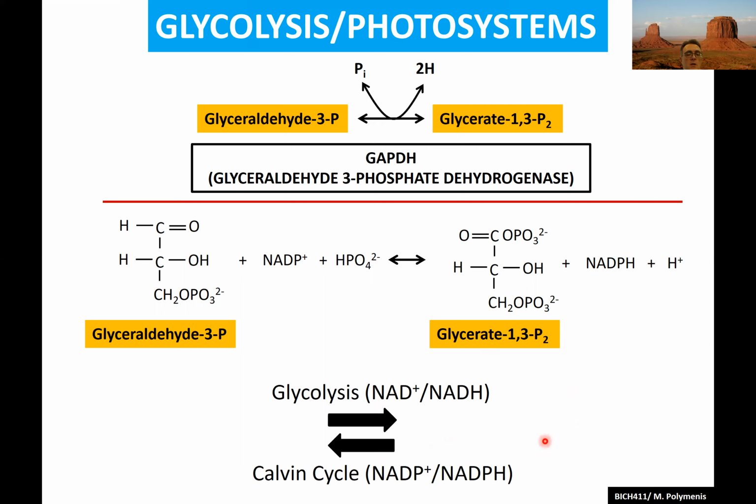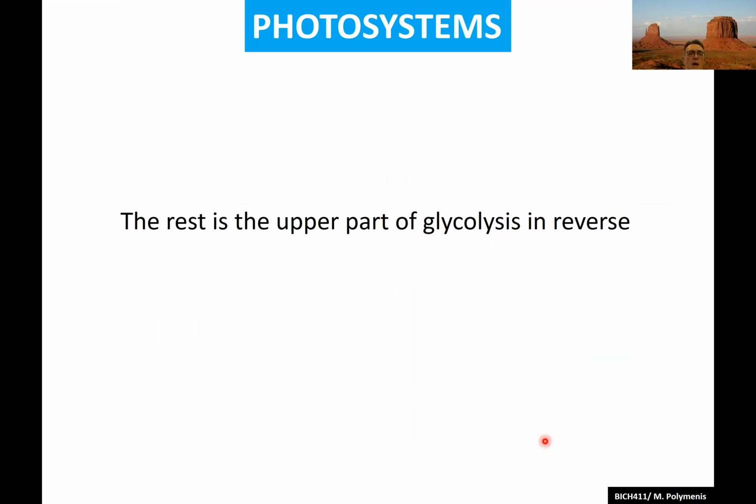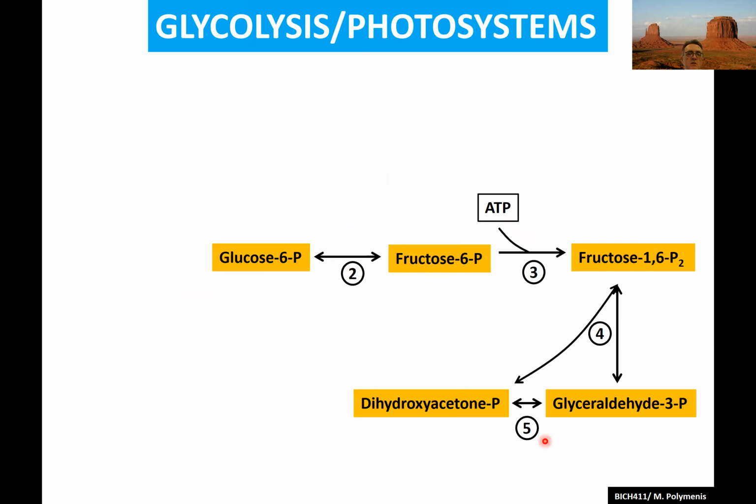Which again you got from photosynthesis. The rest is the upper part of glycolysis, and it goes in reverse. And it's actually super easy to go in reverse, except one reaction right here, the phosphofructokinase reaction. How do you reverse that? And the way to reverse it is to just come up with a different reaction altogether.